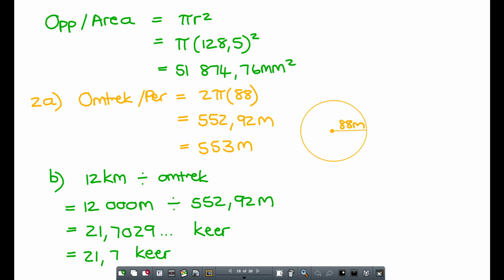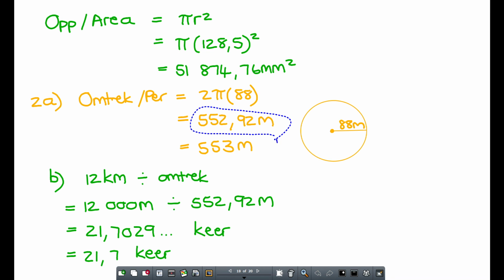Okay, so this is about the athlete running around the court or the barn with a radius of 88 meters. So 2 times pi times 88, and that gave me 552.92 meters, but they specifically said round it off to the nearest meter.